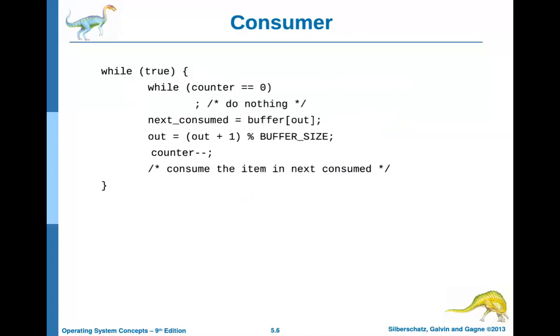On the same line, the consumer code is also mentioned here. While true, that means again it is an infinite loop. While counter is equal to 0, do nothing. The meaning of this is, if the value of counter is equal to 0, that means the producer has not yet produced any item, so the consumer cannot consume anything.